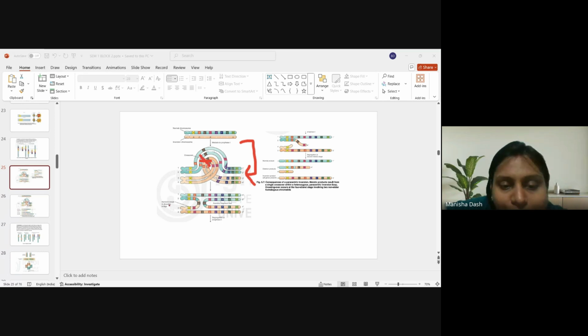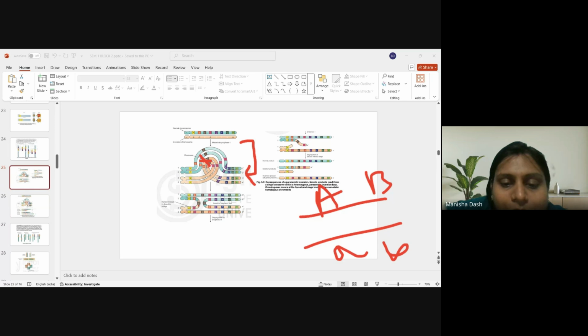So exactly, crossover means what? There will be exchange of parts between the chromosomes like we saw earlier. If this is A, this is B and B. So this part of the chromosome will shift here and this part of the chromosome will come here. So what is the new arrangement that you will get? Capital A, small b, and small a, capital B, right?